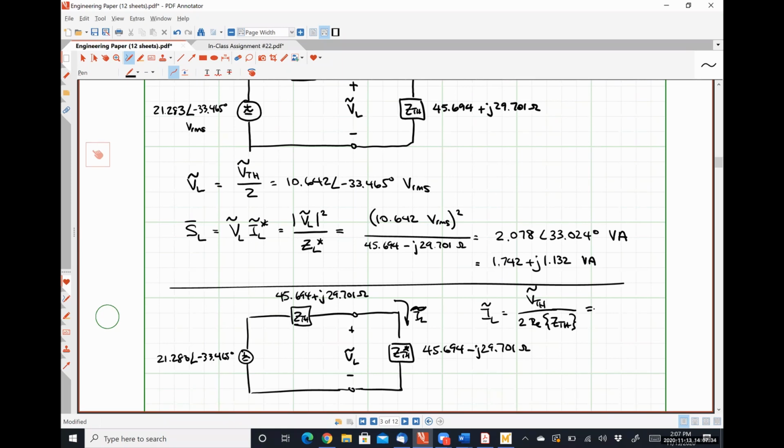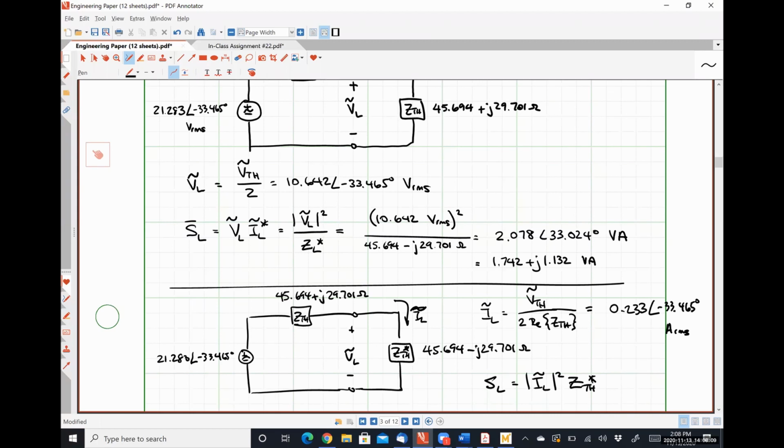That divided by 2 times 45.694 gives me 0.233 with an angle of negative 33.465 degrees amps RMS. Now our complex power will be the magnitude of our current squared times the impedance of our load, which is ZTH conjugate.